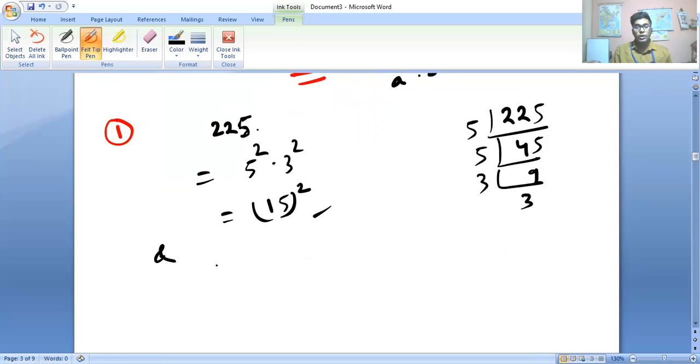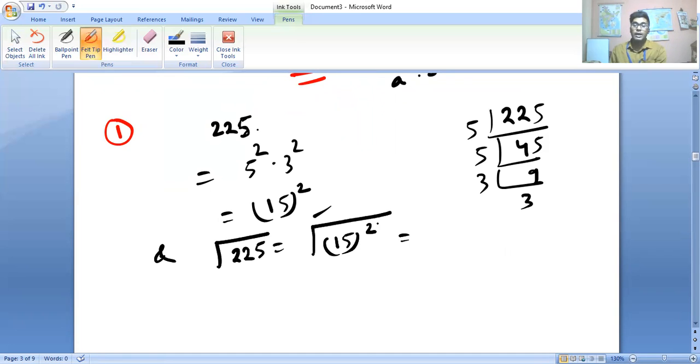And 225 is equal to 15 square. You remember, if under root a square comes, then the single number will come out. That means under root 15 square is coming, so 15 will come out. So the answer will be 15. Okay. So that's how we solve.